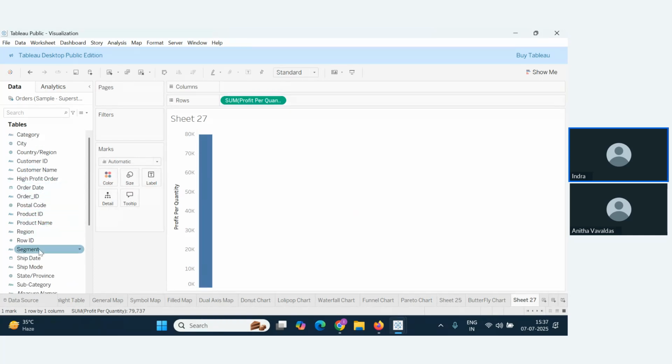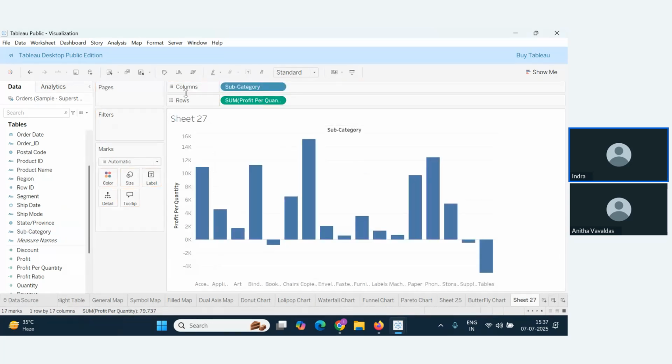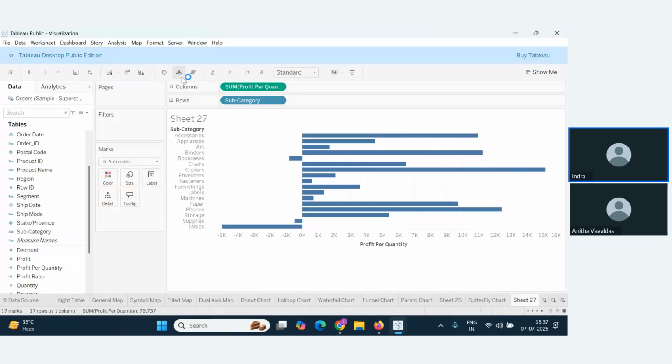and let's say I want to take for subcategory. Subcategory. So here it shows me profit per quantity. This is coming out, the total profit per subcategory.